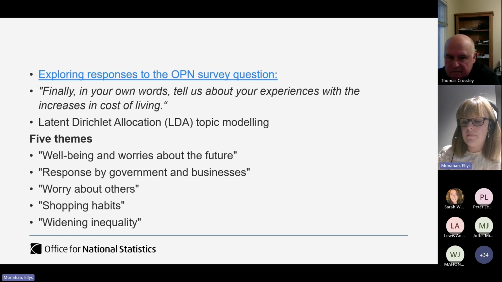Opinions and Lifestyle survey. The objective was to identify the themes underlying the free text responses, which highlight the perceptions and lived experience that respondents had of the rising cost of living. And the themes were then able to be summarised using the underlying data.